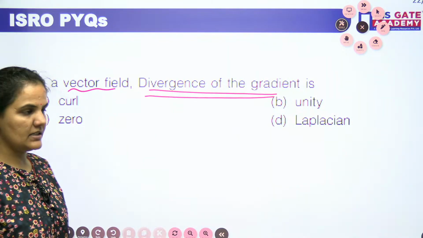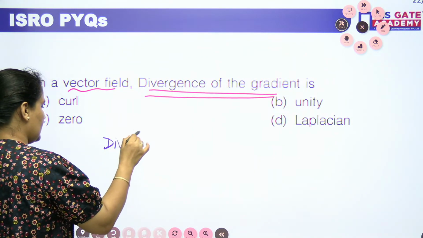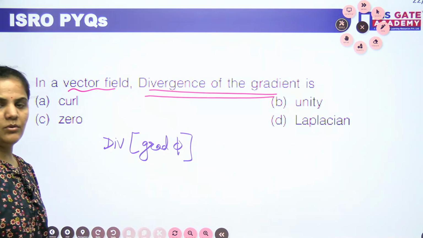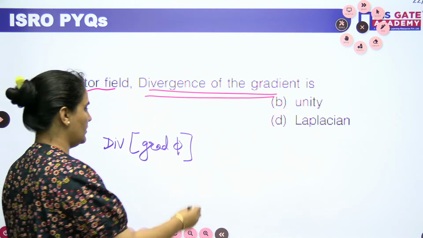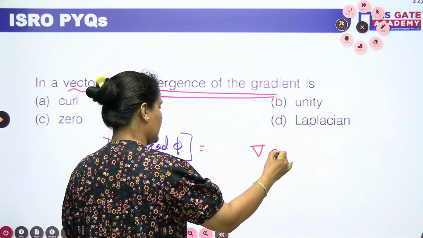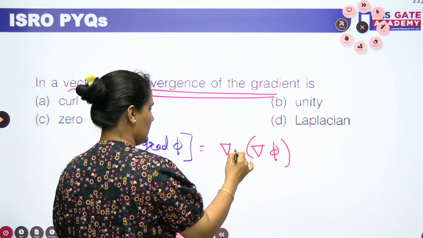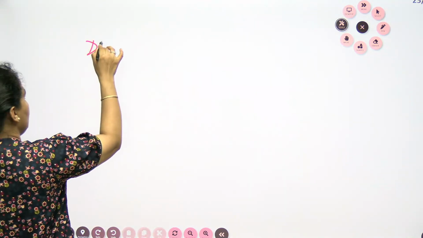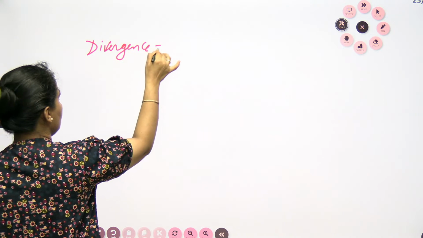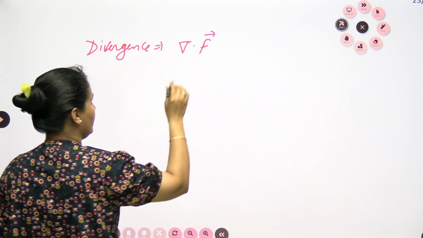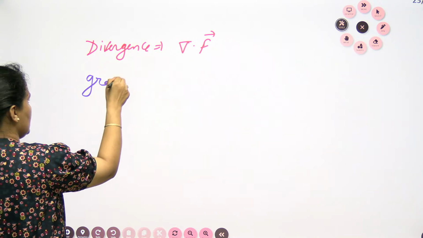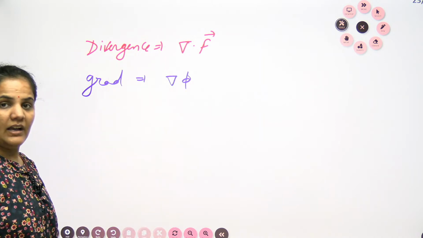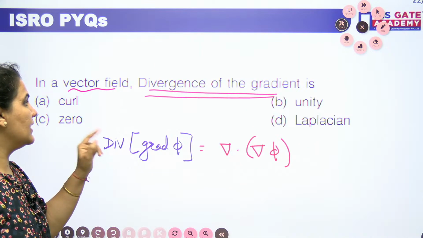In a vector field, it is asking about the divergence of gradient. Suppose I take my function as phi. So the divergence of gradient of phi. First of all, this is my gradient. Now divergence is denoted by del dot. If I am talking about a function f, then the divergence of f will be del dot f vector. And if I have a function phi, then the gradient of phi is written as grad phi. I need to identify here the divergence of gradient.